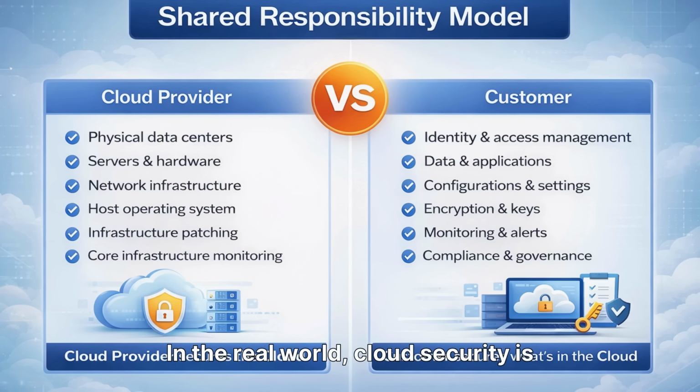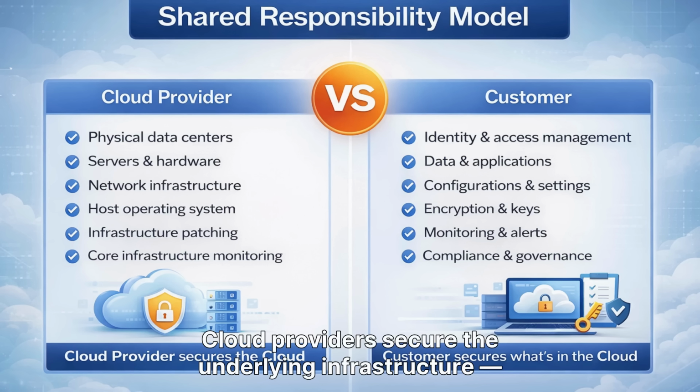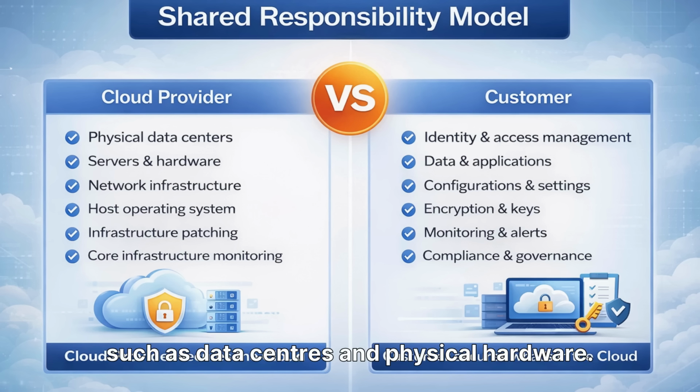In the real world, cloud security is a shared effort. Cloud providers secure the underlying infrastructure, such as data centers and physical hardware. Customers are responsible for securing what they build in the cloud, including identities, applications, data, and configurations. This is known as the shared responsibility model, and misunderstanding it is one of the biggest causes of cloud security incidents.